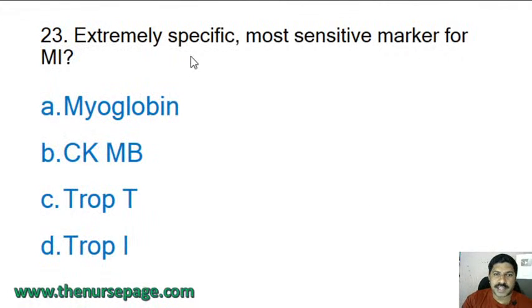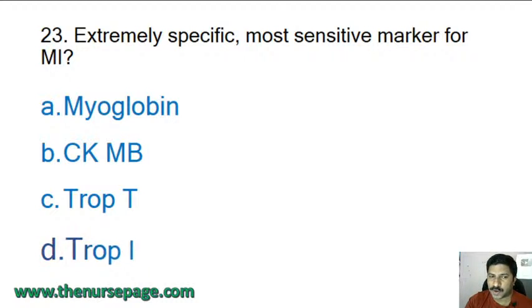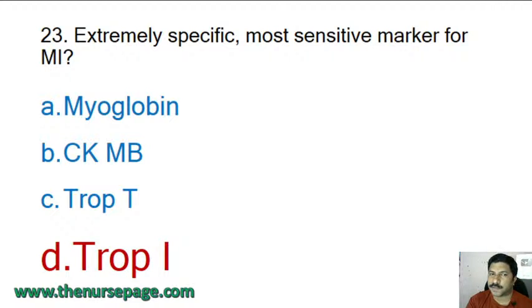Next question. Extremely specific, most sensitive marker for MI. Easy question. Myoglobin, CK-MB, Trop-T, Trop-I. All of you gave the correct answer, option D, Trop-I. Trop-I level will increase within 3 hours after the MI and it will be sustained for 7 days. So the first extremely sensitive and specific marker is Trop-I.